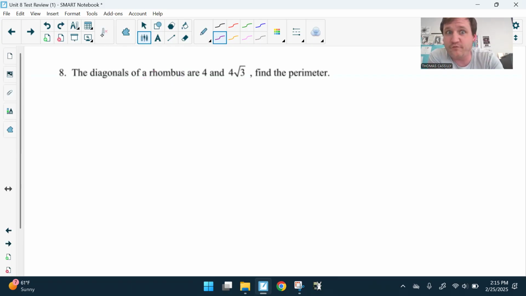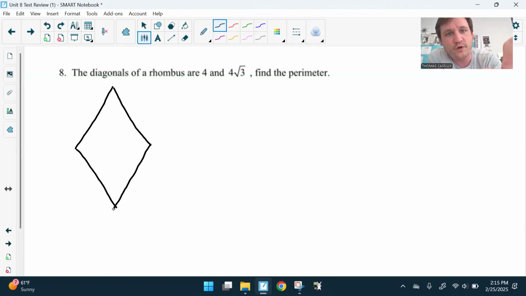First things first, it's a rhombus. Draw a picture, guys. All right, you have plenty of room. Draw a picture. All right, and again, what is a rhombus? What does it mean to be a rhombus? What are some properties? What is the definition of a rhombus? A rhombus is a four-sided shape where all four sides are congruent.